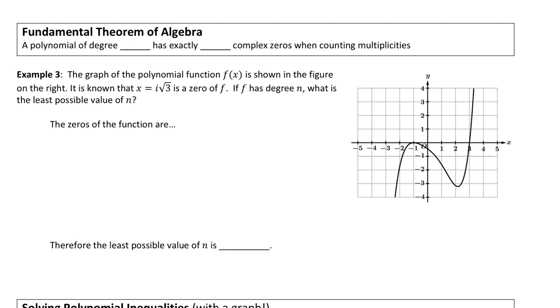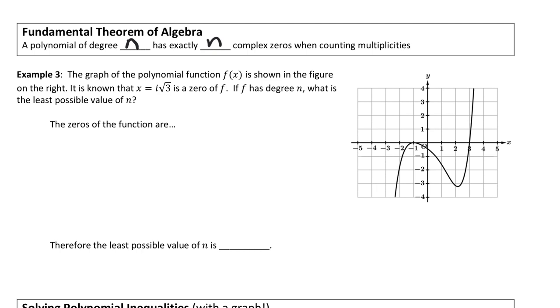A polynomial of degree n has exactly n complex zeros, meaning real or imaginary, especially when counting multiplicities. We kind of talked about this at the top. If the multiplicities add up to the degree, you're done. But you also now have to be careful because we know that there might be imaginary terms.